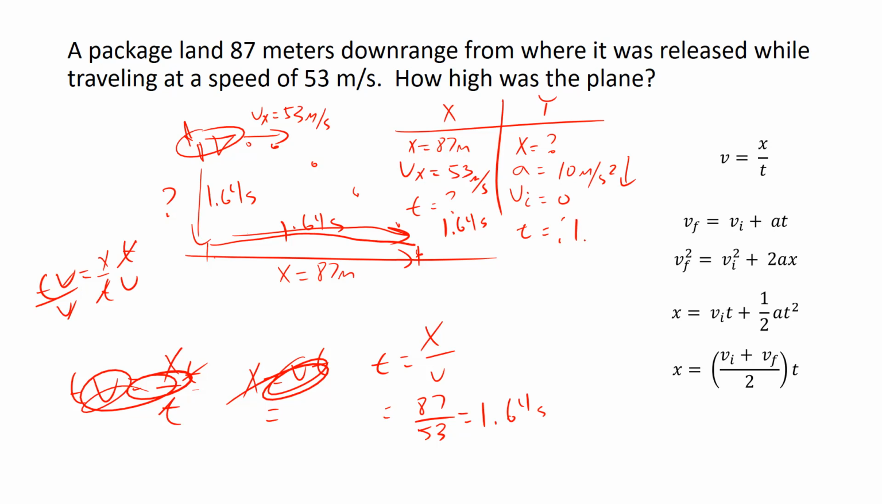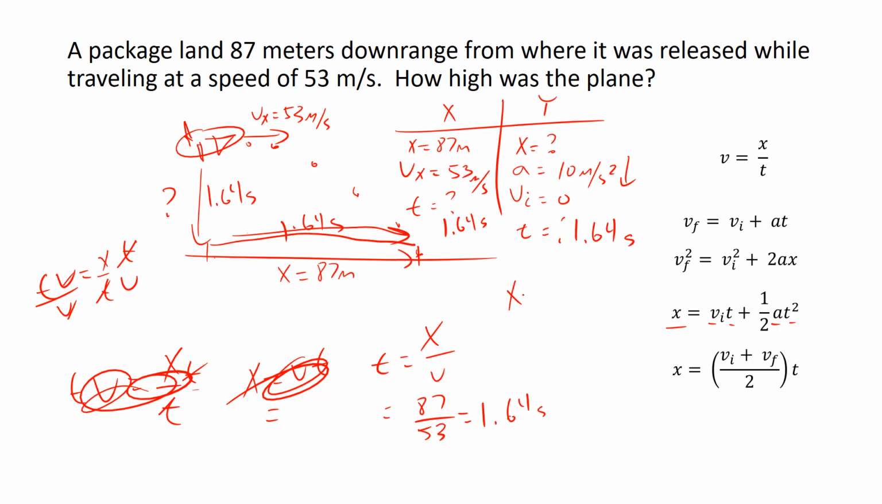So that doesn't ruin the fact that the X and Y are independent. It's just that they hit at that point in time, and that's when it's done falling. So the Y-axis acts like falling, while the X-axis acts like it's just going forward at a constant velocity. And now I have X, A, VI, and T. Here we go.